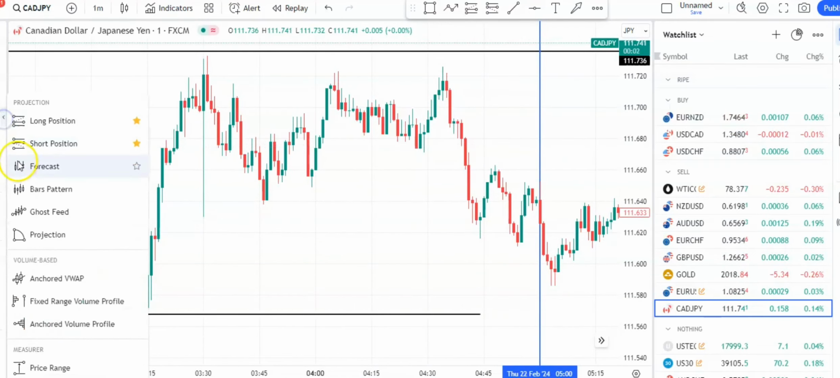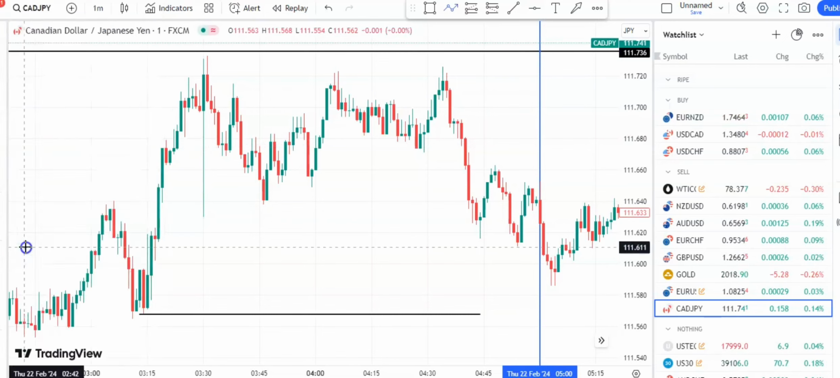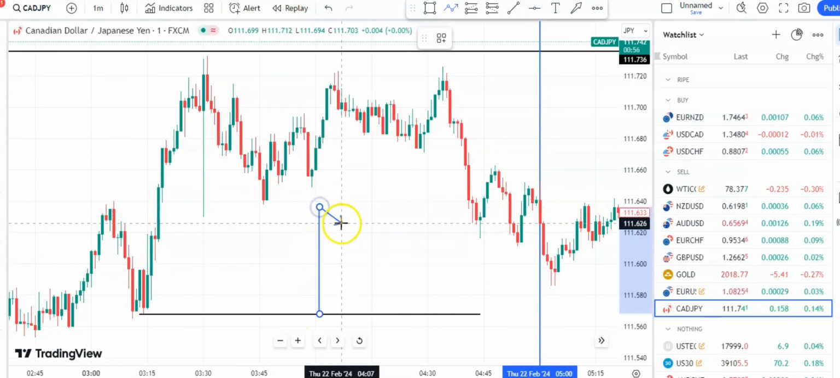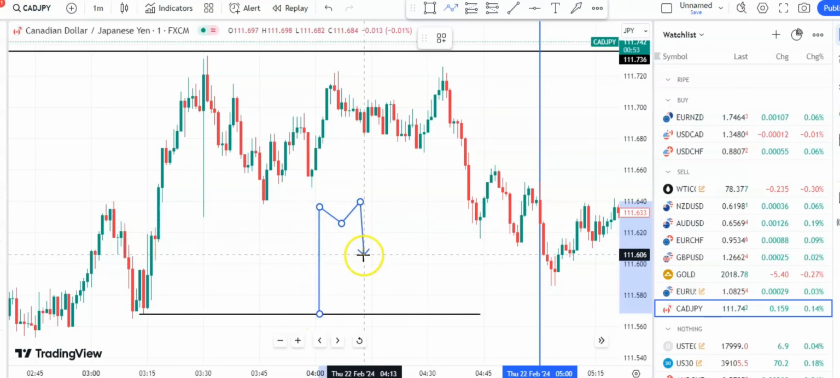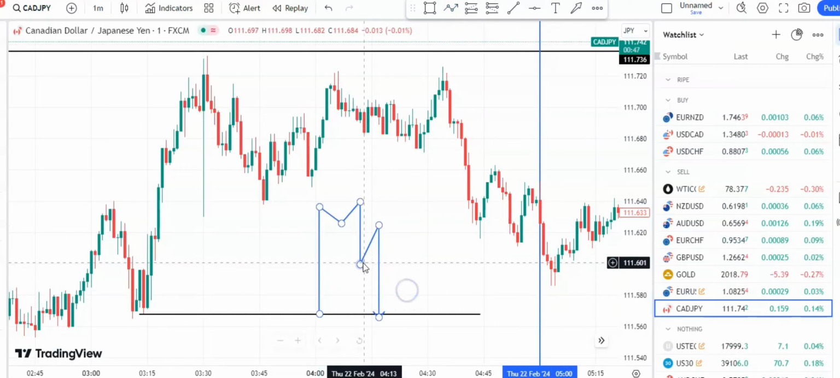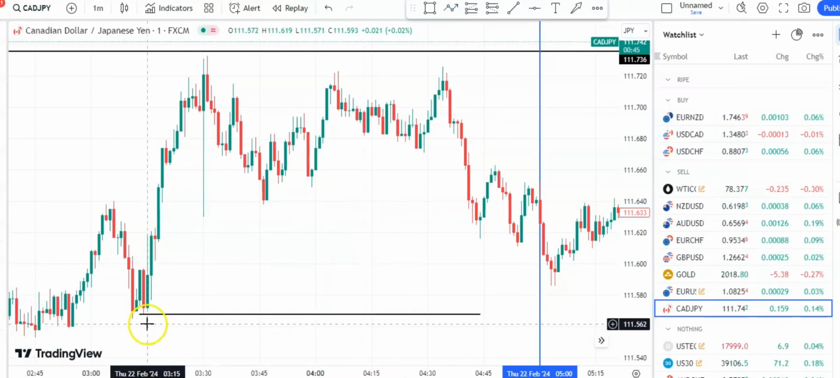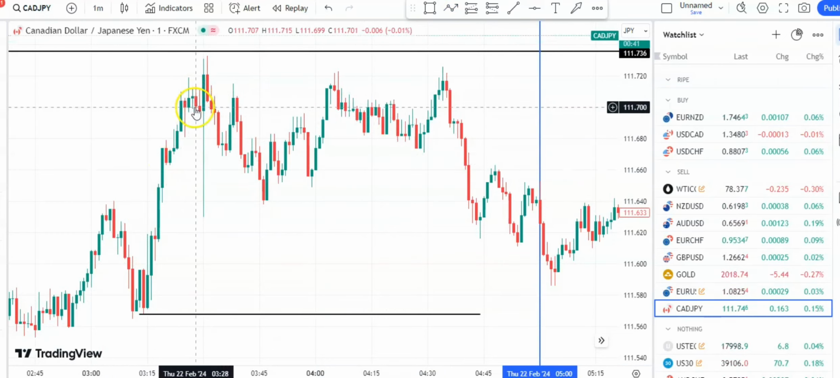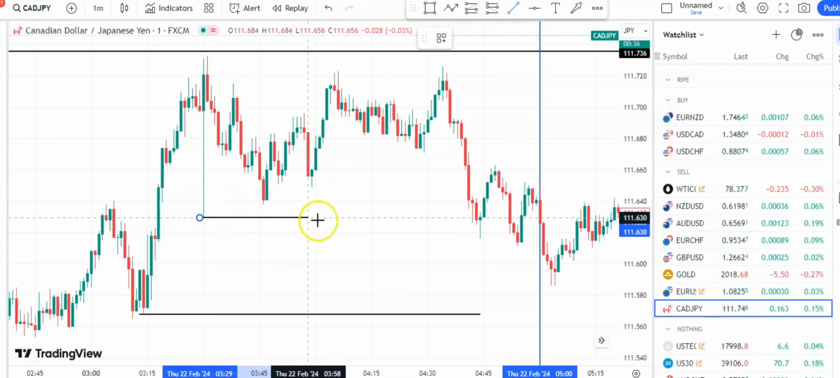Now, after we have the pump, we are looking for an M pattern. This is something that looks like this: pump, and then M pattern with a break in structure, pull back, and then engulfment for the move down. So did we see anything like that? We have this pump, and then we have this M pattern. Now, this being the low that needs to be broken.